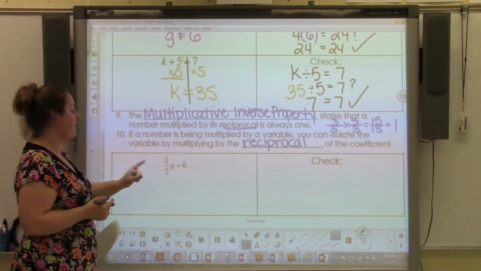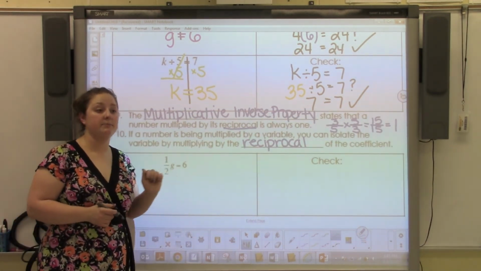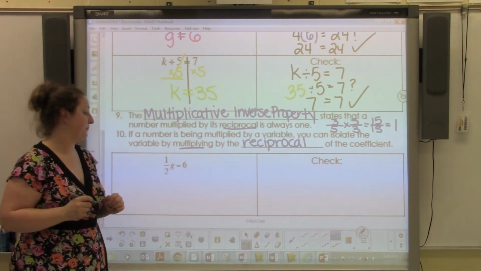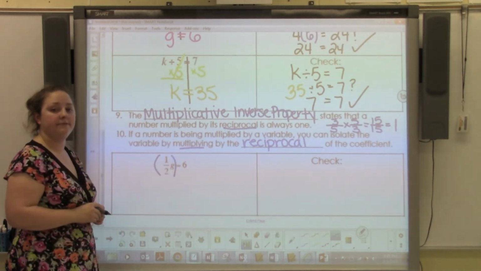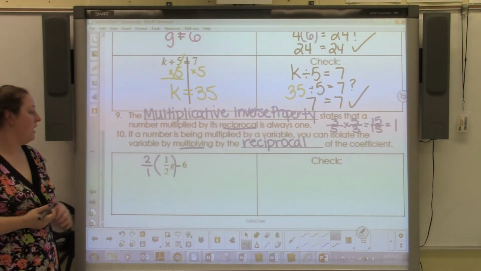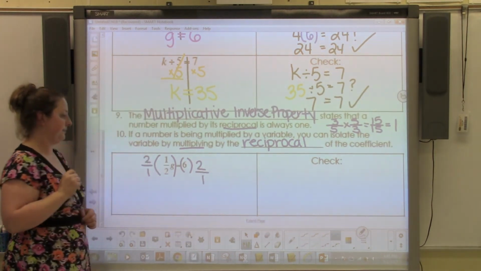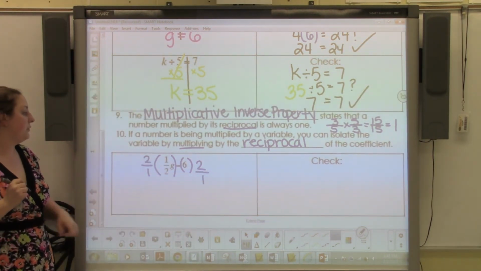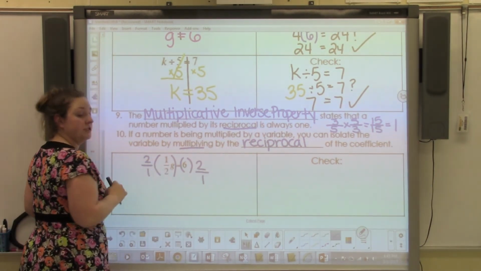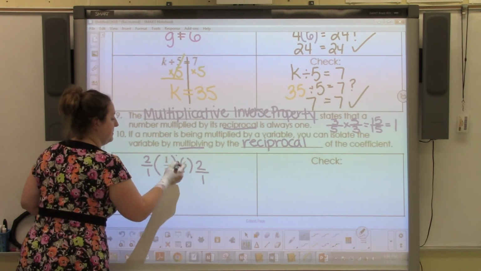So, let's take a look. We have 1/2 g is equal to 6. Remember, that's 1/2 times g. So what we're going to do is multiply by the reciprocal. The reciprocal of 1/2 is 2 over 1. Whatever we do to one side, we must do to the other. So, 2 over 1 times 1 over 2 gives me 2 over 2, or just 1. So I'm left with g. And I apologize, I did forget to split my equal sign here.